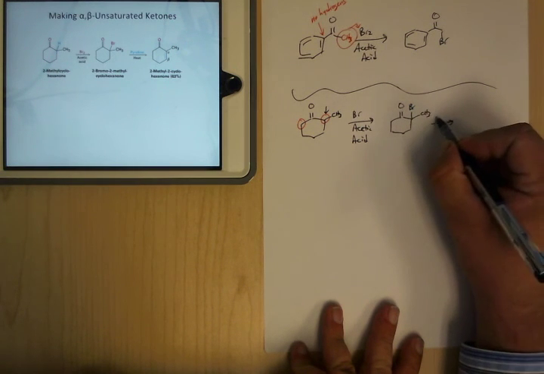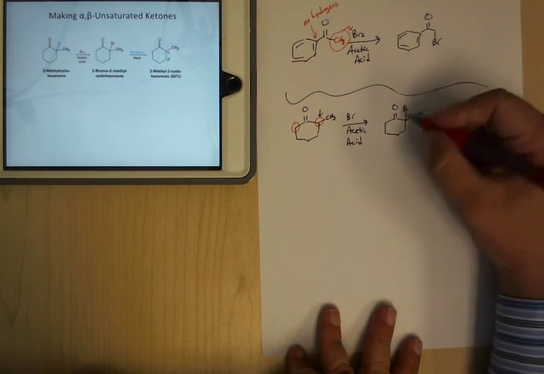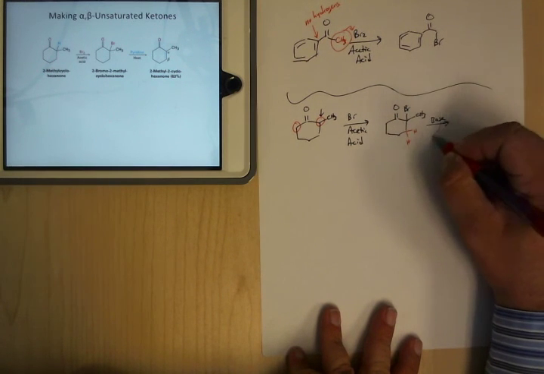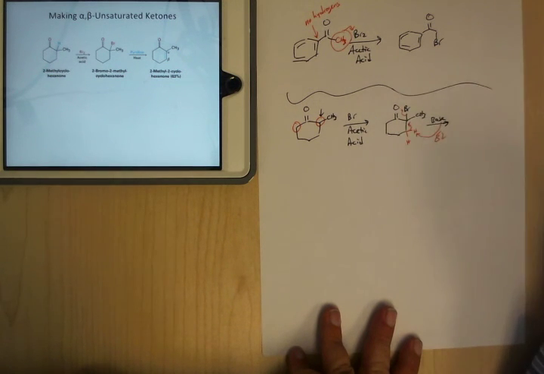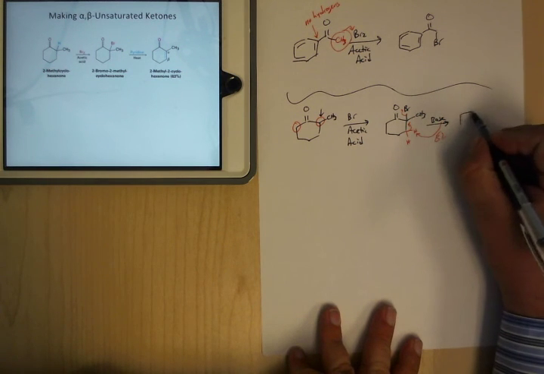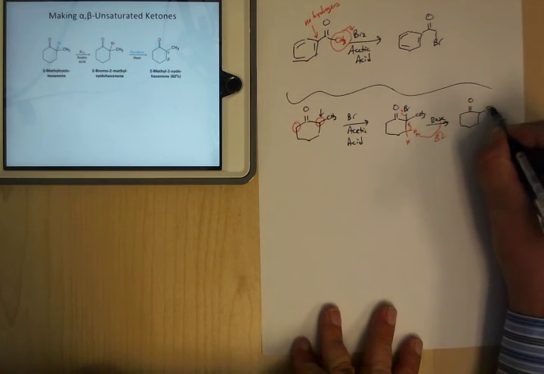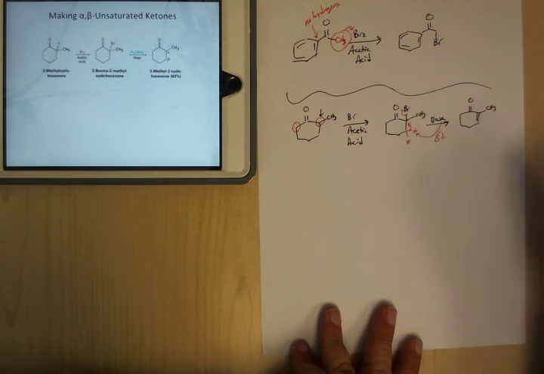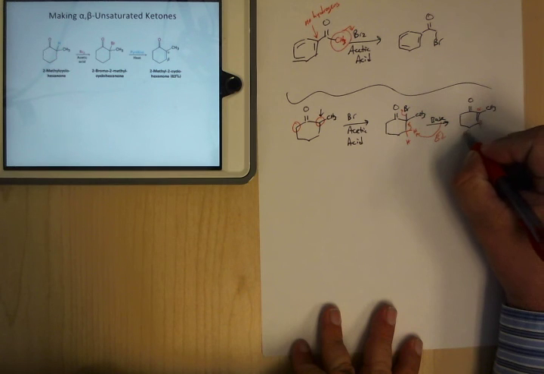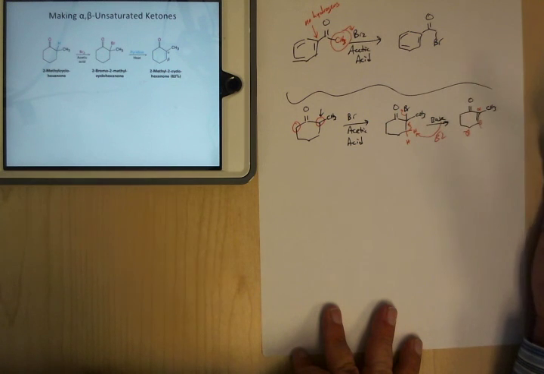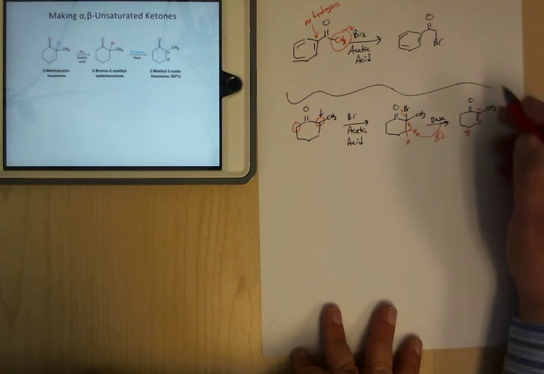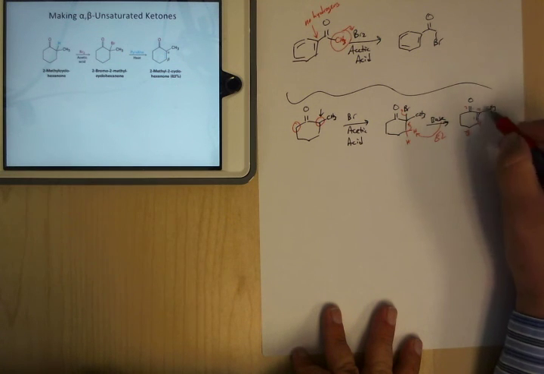Now if you hit this with base, it's going to come in, grab that hydrogen, and that's going to fall down in a nice E2 mechanism. And so you end up with what's called an alpha beta unsaturated ketone. So remember, this is alpha, beta, gamma. So you have a ketone, and then a double bond between alpha and beta, so it's alpha beta unsaturated, a double bond and a ketone, all in conjugation. So this is really nice.